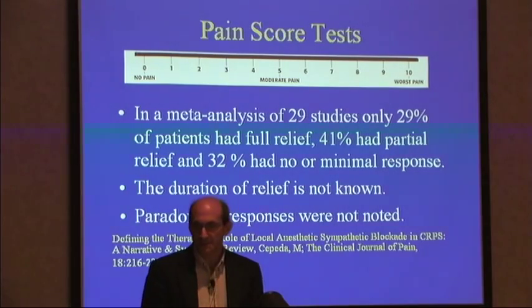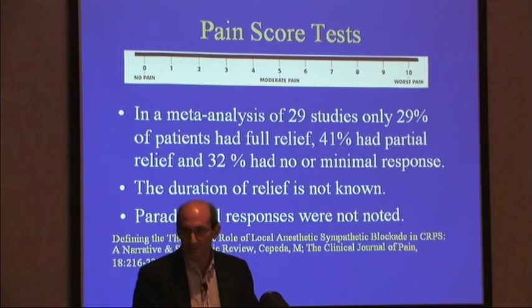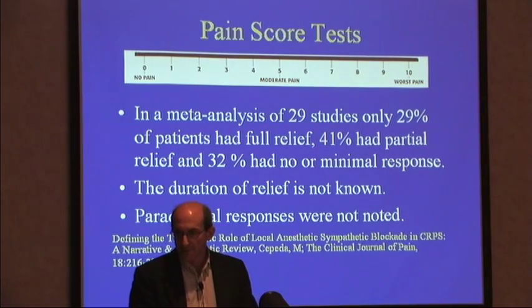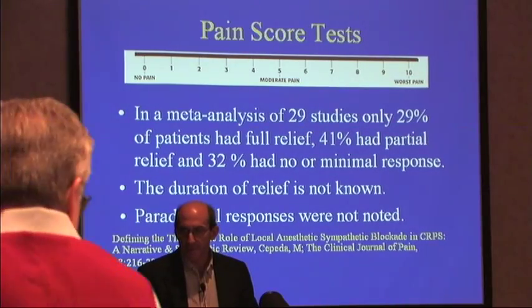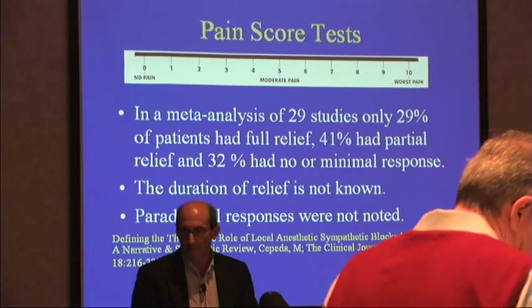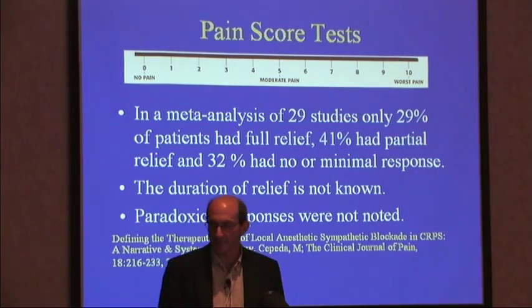What if we use pain score tests? To me, that seems like the least reliable, even though the literature says that there's something that we can use. I'm not a big fan of meta-analysis, but in 2002, the Clinical Journal of Pain published an article where they did a meta-analysis of all patients that had sympathetic blocks using pain score studies. And they found that only 29% of the patients had full relief of pain, 41% had partial relief, 32% had minimal or no response. That's not just across the board. Pain score studies by themselves don't give you or I the clinical confidence to know that we're successful in our objective of creating sympathetic block.